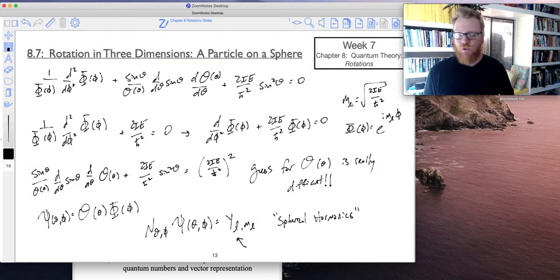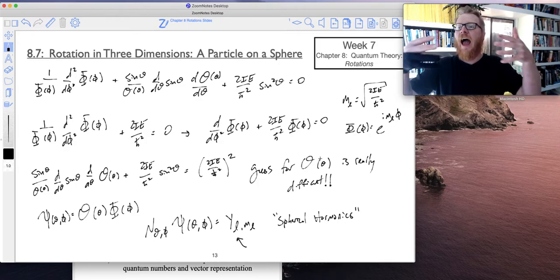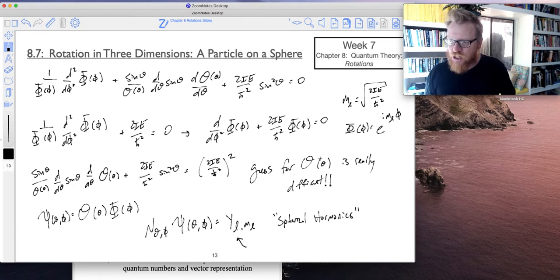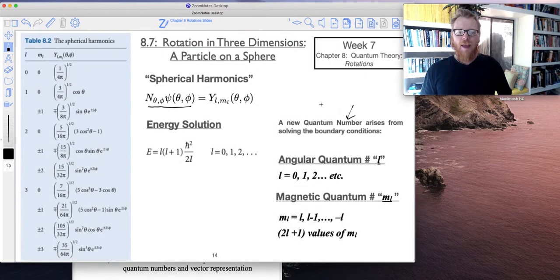Because we have the M_L term right here, which comes from the phi solution, we get the L from the theta solution. However, what becomes difficult is that the L and the M_L have to be connected to each other. And it becomes the following. So M_L takes on 2L plus 1 values. That is L, L minus 1, all the way down to minus L.